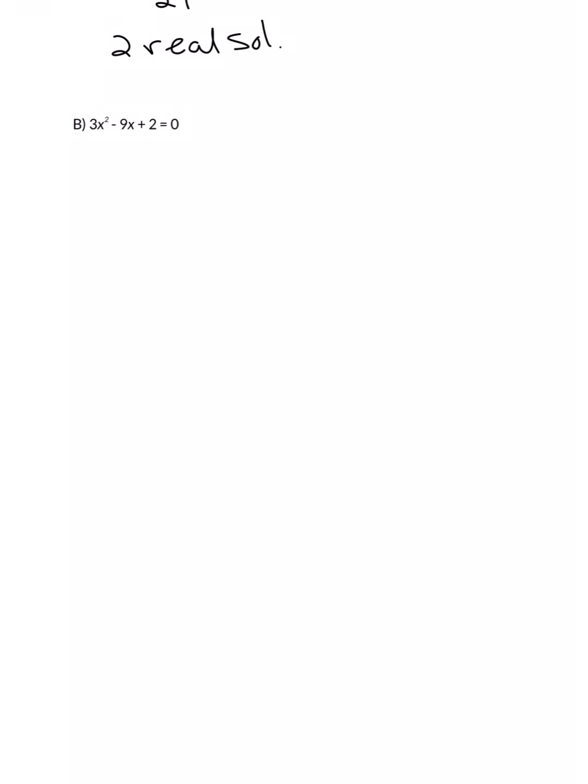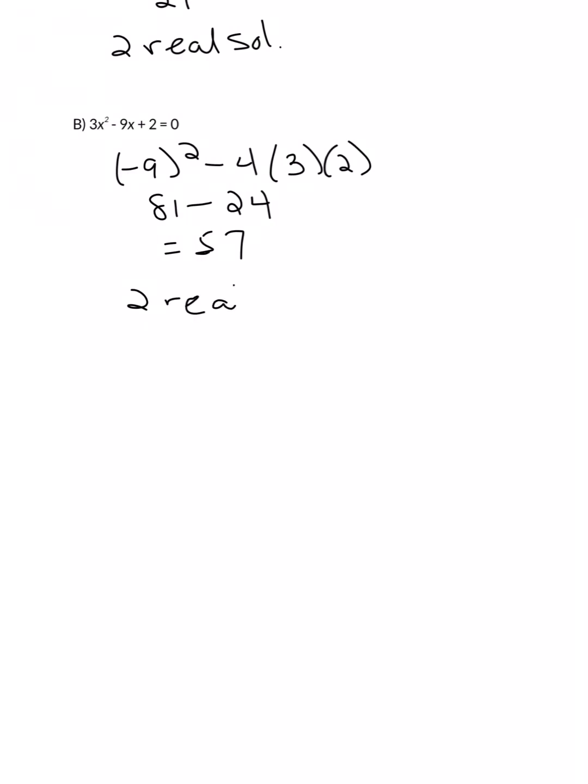On example B, when we have the equation of 3x squared minus 9x plus 2, doing our discriminant, we would do negative 9 squared minus 4 times the a of 3 times the c of 2. Negative 9 squared is 81 minus 4 times 3 is 12 times 2 is 24. To do that subtraction, you get 57. So the value of the discriminant is 57. Since it's positive, we have 2 real solutions.